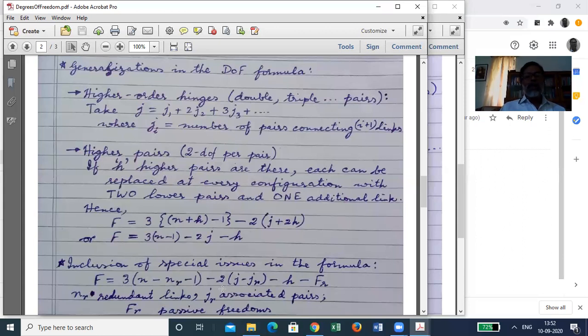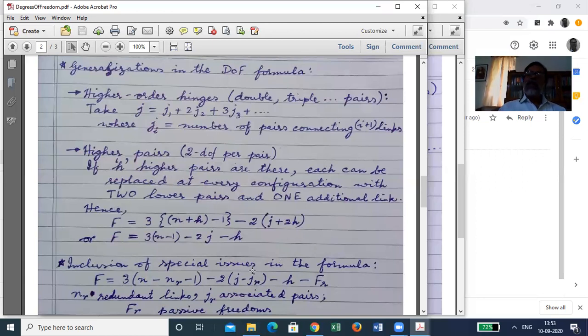Not for giving or removing degrees of freedom. And there is the number of associated pairs which are used to connect these redundant links to the rest of the mechanism. So if you remove that NR from the number of links and DR from the number of pairs, then you resurrect the formula again back to validity.